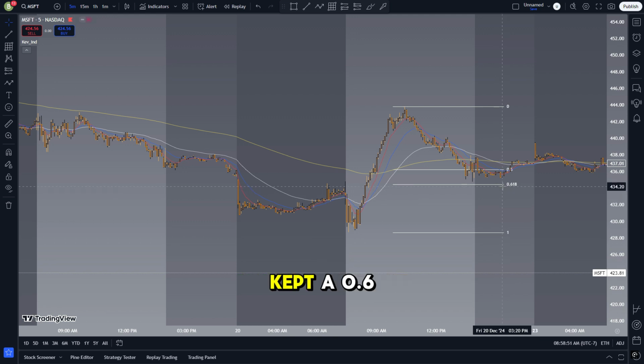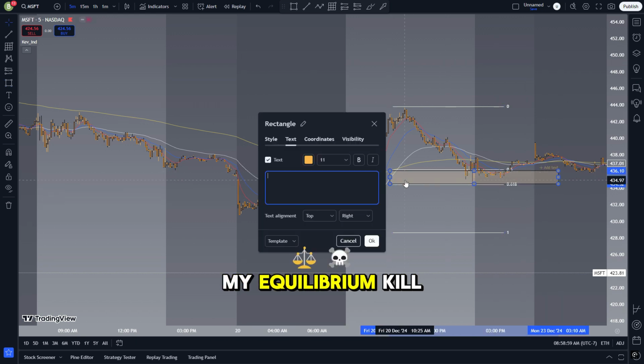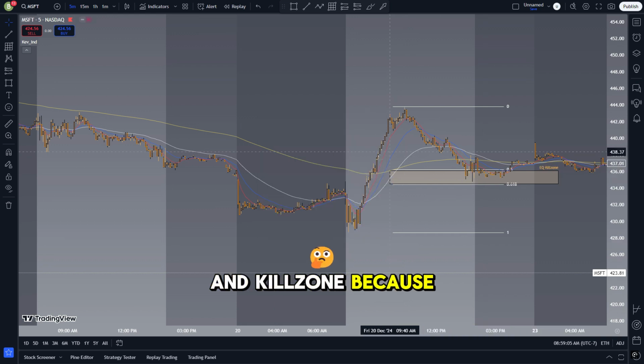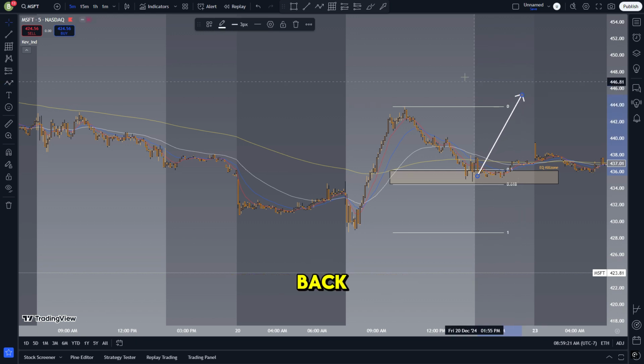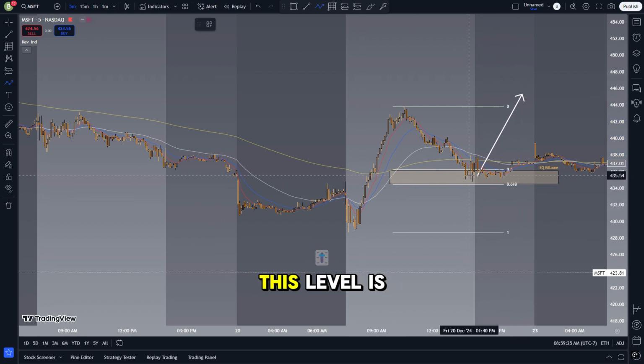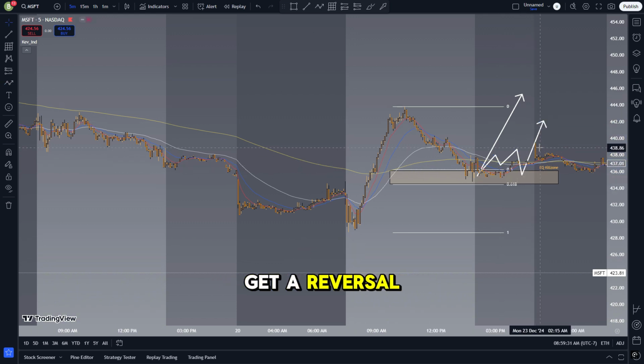There's a reason why I've kept a 0.6 here: this general area, this overall zone, is what I like to call my equilibrium kill zone, EQ kill zone, because EQ is short for equilibrium. Inside this rectangle is where most of the time we're going to find reversals, pullbacks, points in time that price is starting to reject from this level. Sure, it might not give us the ultimate pullback, but it's showing us that this level is fighting back, it's showing power, and we might get a reversal later on.